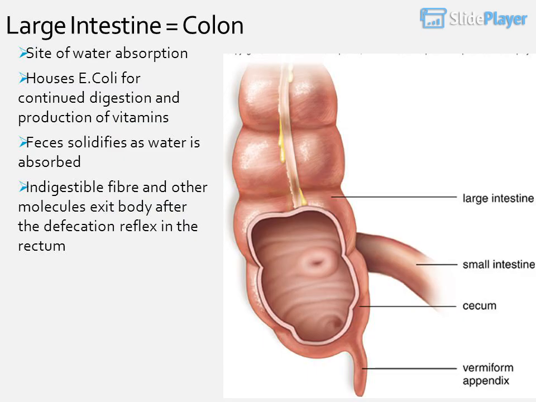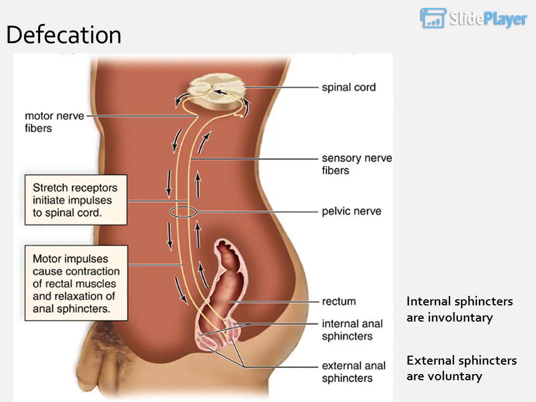Large intestine equals colon. Site of water absorption. Houses E. coli for continued digestion and production of vitamins. Feces solidifies as water is absorbed. Indigestible fiber and other molecules exit the body after the defecation reflex in the rectum. Defecation: internal sphincters are involuntary.